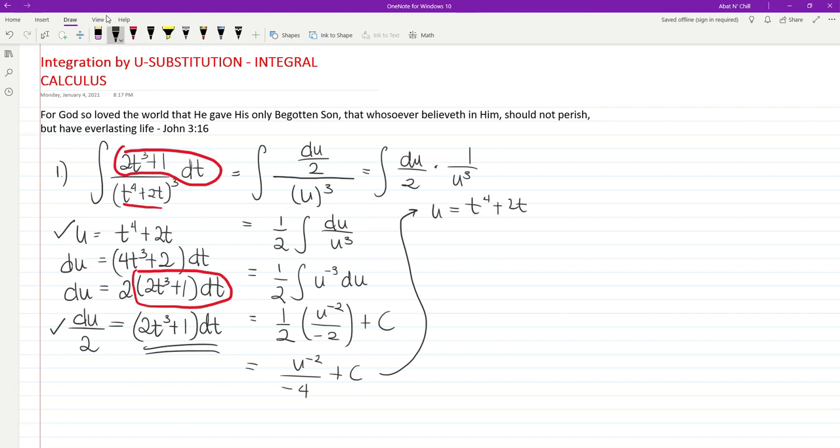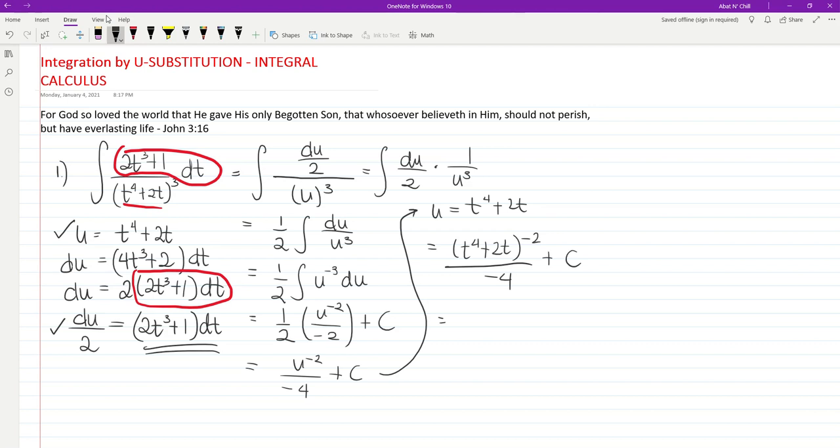So we're going to replace the value of u by this term. So now we have t raised to 4 plus 2t raised to negative 2 all over negative 4, plus c. So this could be our answer, or we can put this down.